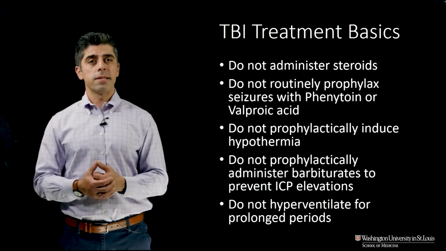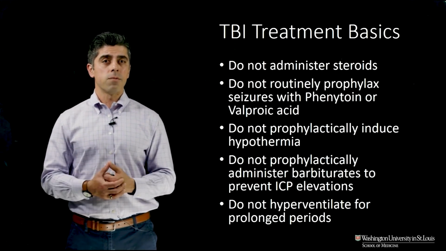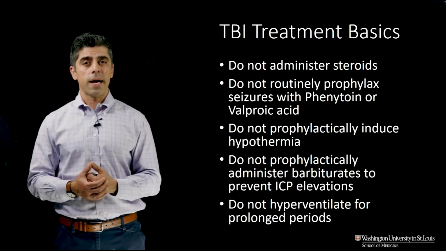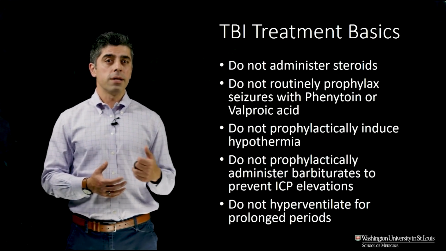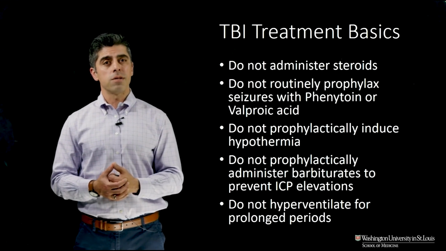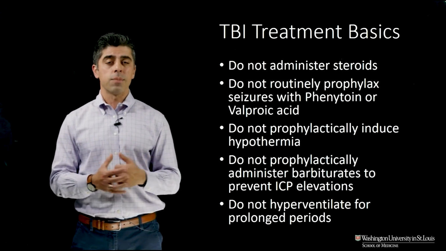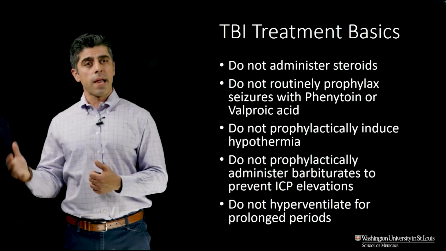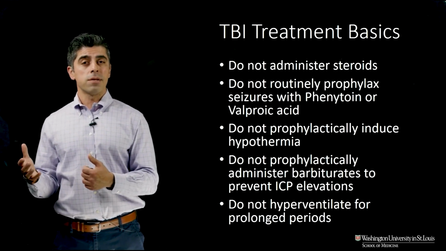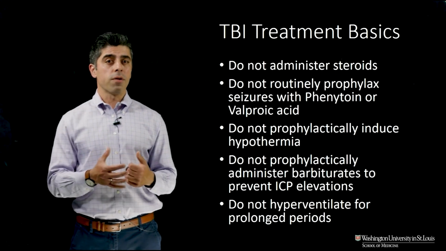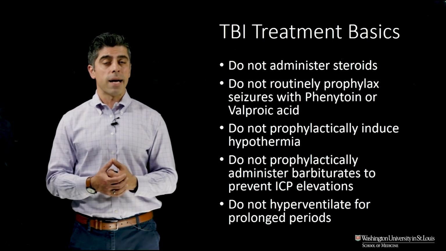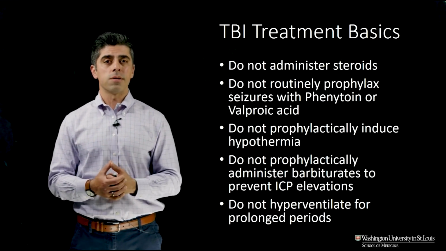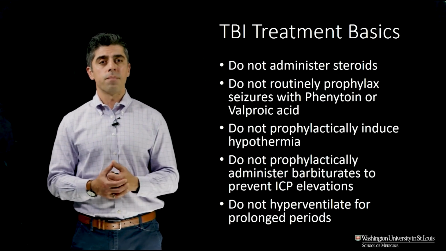Some other TBI treatment basics. We do not recommend routinely administering steroids for TBI patients, as it's been associated with increased mortality. We do not routinely prophylax TBI patients with phenytoin or valproic acid, because similarly, it's been associated with worse outcomes. Along these lines, we do not prophylax with induced hypothermia to reduce ICP, and we don't prophylax with barbiturates to prevent ICP elevations. We use hypothermia and barbiturates really as Tier 3 strategies once ICP is already elevated.